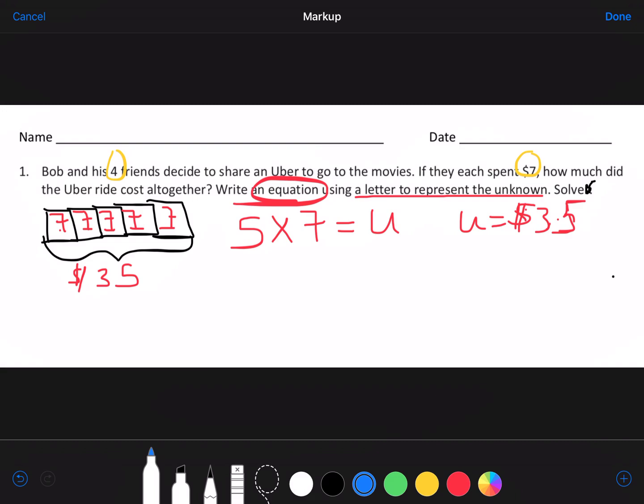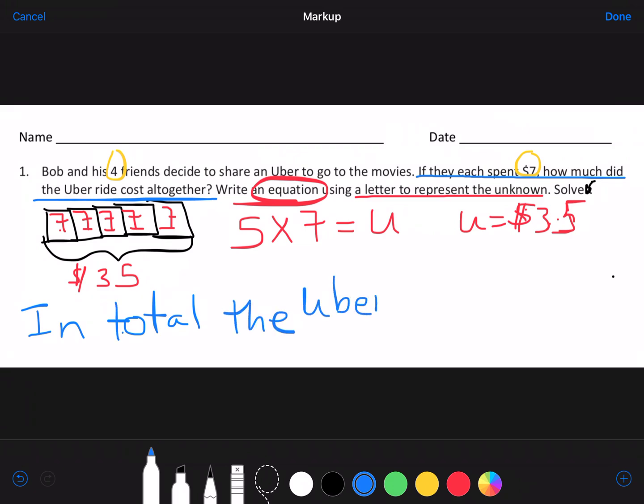So let's write a nice sentence to go with this. I like to reread the question for that. If they spent $7, how much did the Uber ride cost altogether? So I can write all, oh my spelling's atrocious today. Let's try again. All, wow. So sorry, boys and girls. All right. In total, the Uber ride cost, again, $ first, and then $35. There you go. That's number 1.